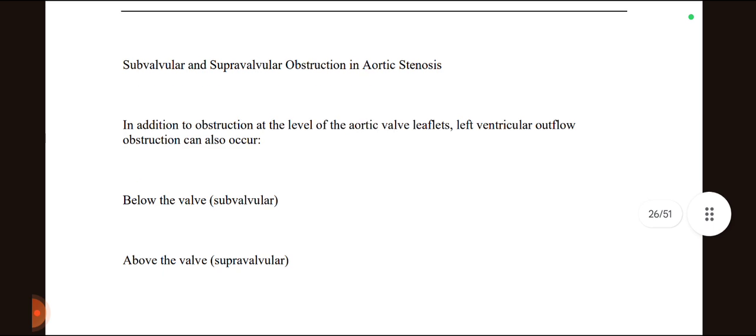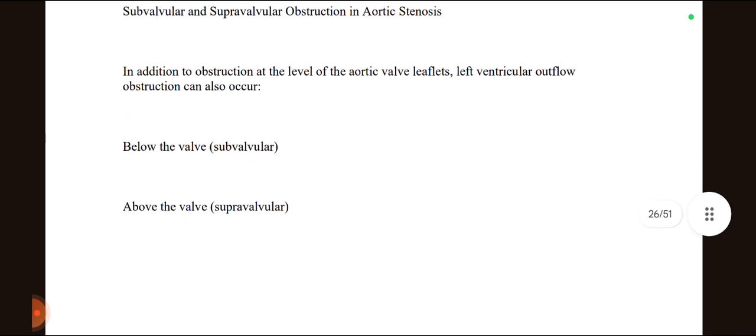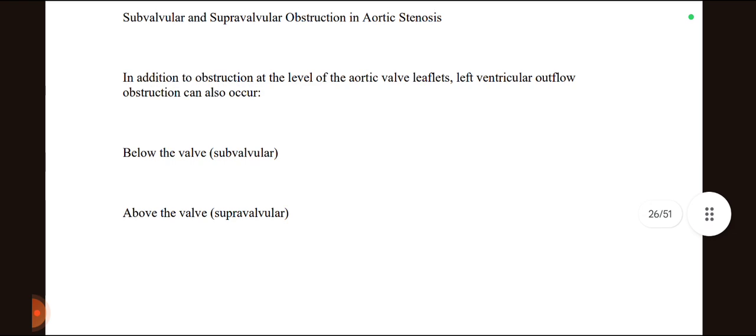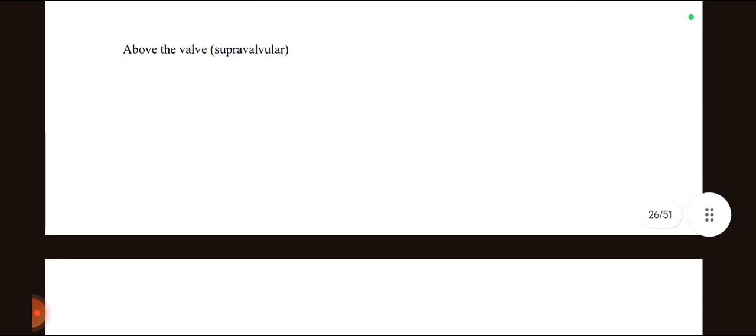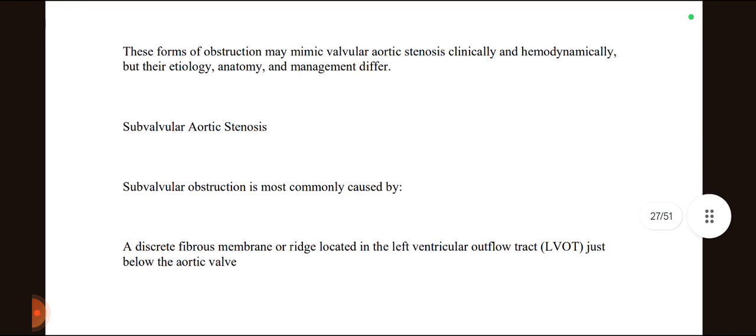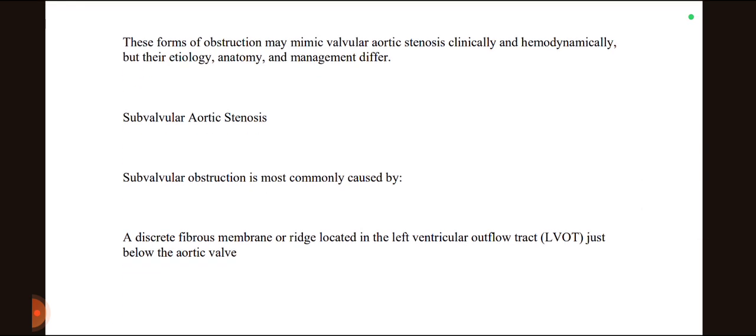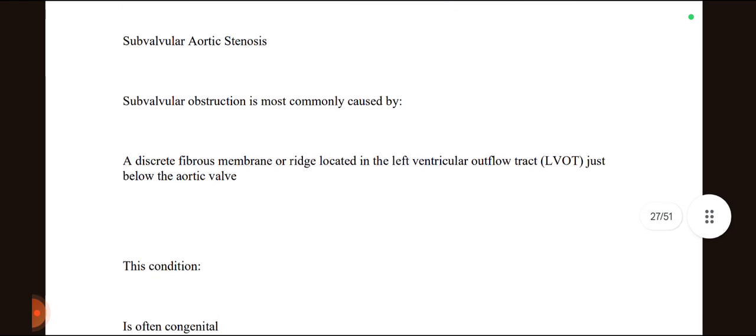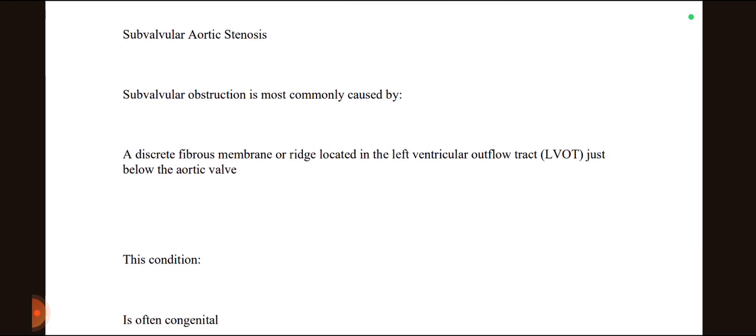So this was it. अब आता है subvalvular and supravalvular obstruction in aortic stenosis. So in addition to obstruction at the level of aortic valve leaflets, left ventricular outflow obstruction can also occur. So below the valve है तो subvalvular, above the valve है तो supravalvular. These forms of obstruction may mimic valvular aortic stenosis clinically and hemodynamically, but the etiology, anatomy and management differ. So सबसे पहले हम बात करते हैं subvalvular aortic stenosis की.